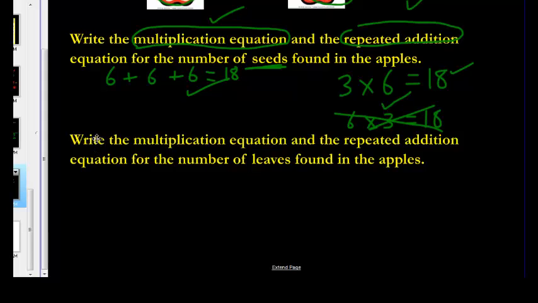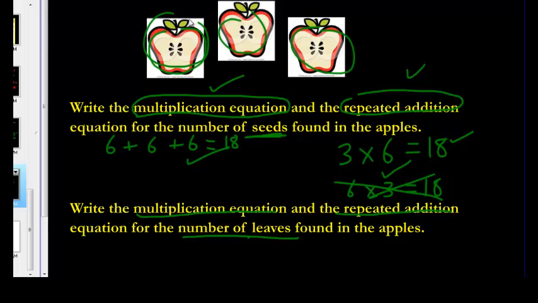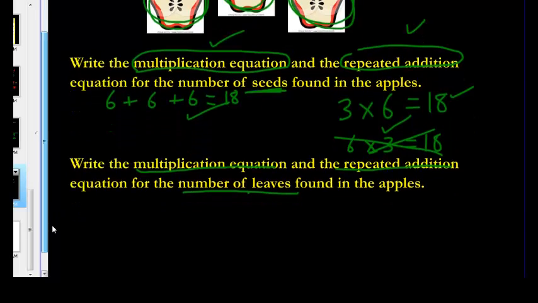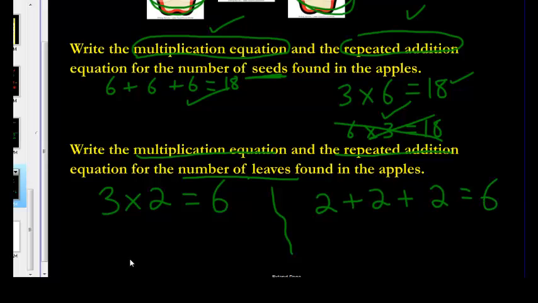For this last question, it says write the multiplication equation and the repeated addition equation for the number of leaves found on the apples. So let's see here. How many leaves do we have? Well, we have a group here. A group and a group. So I have 1, 2, 3 groups, but there's 2 leaves on each group. So I have 3 groups, because 3 apples, and I have 2 leaves on each apple. And that makes 6 leaves. My repeated addition is going to be 2 leaves plus 2 more leaves plus 2 more leaves makes 6.